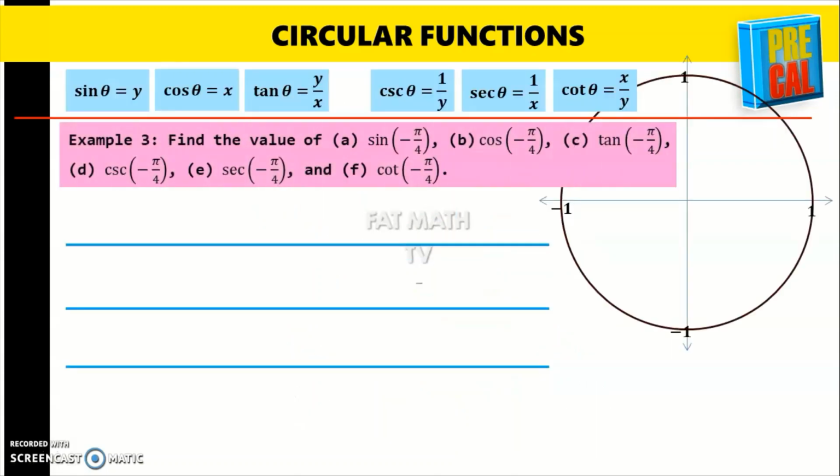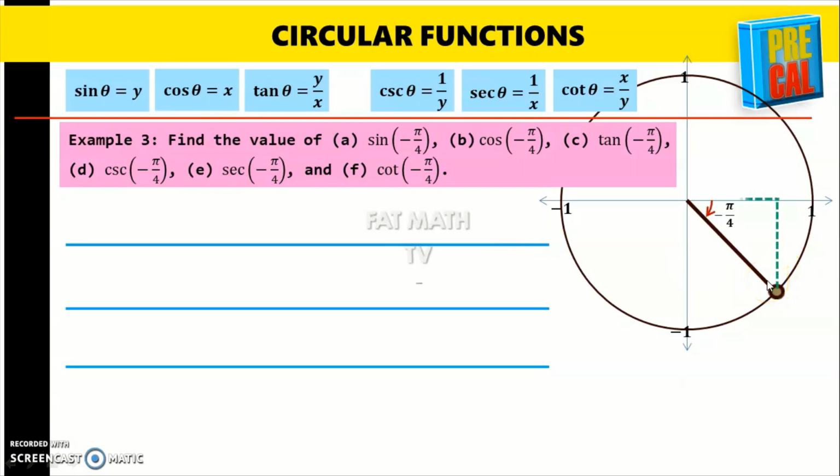Okay, let's have other examples. This time, it's multiples of pi over 4. So here our angle is negative pi over 4. Since this is a negative angle, we will move in a clockwise direction from the positive x-axis. So pi over 4 is that, or that is simply negative 45 degrees. So that's the terminal point.